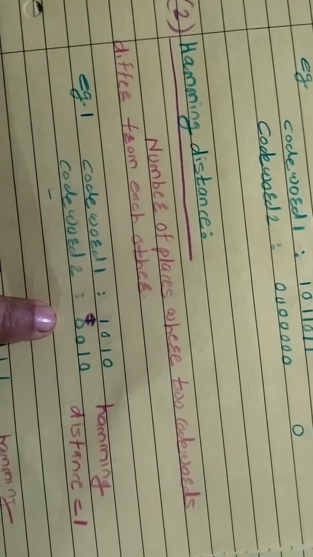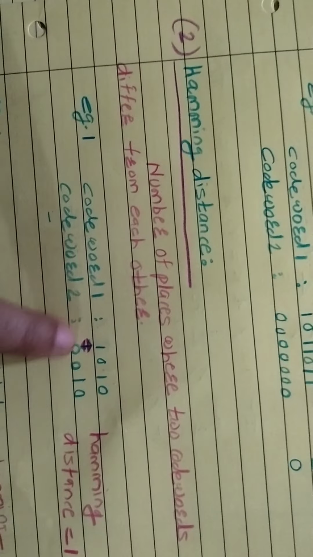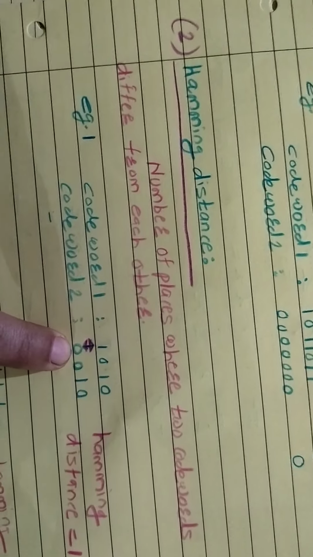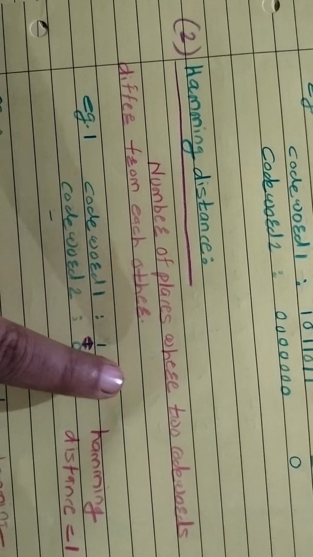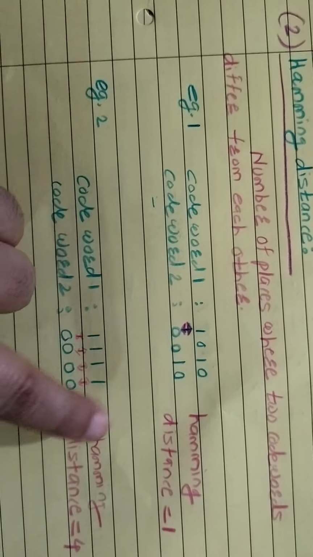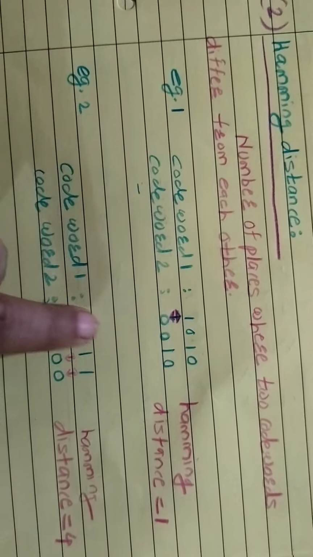So if you observe, these code words differ at one position. That means here 1 is there, here 0 is there. Otherwise here 0, 0, 1, 1, 0, 0. So its Hamming distance is 1. Another example is, in this the code words differ at 4 places. So its Hamming distance is 4.